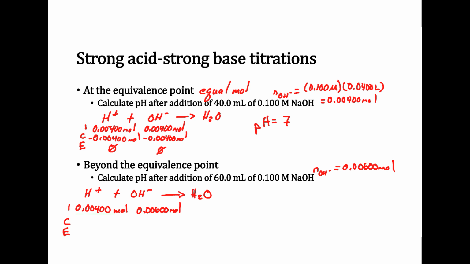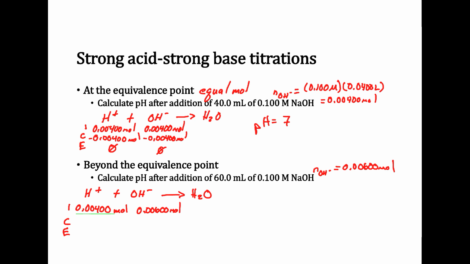Other people would set up their ice chart and they would keep a running total. So instead of starting with the 0.00400 moles, they might realize that, well, there's 0 moles of H plus remaining whenever there's 0.004 moles of OH minus. For me, it makes more sense to just always start with the initial amount so then I don't make a silly mistake with addition and subtraction.